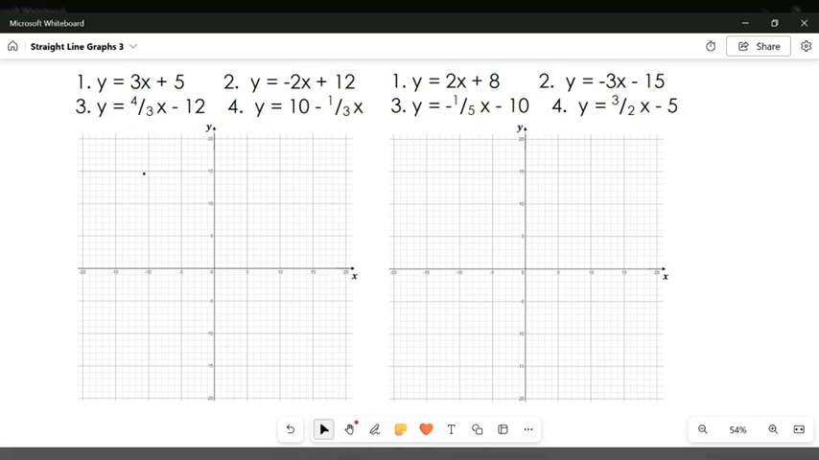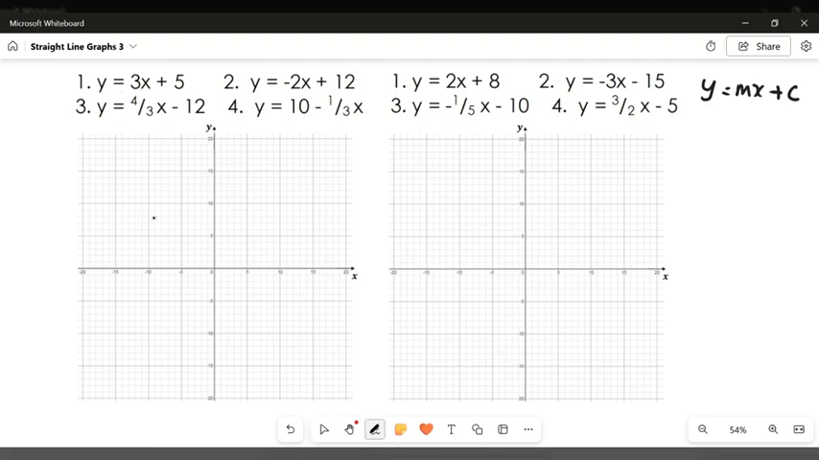Hello, in this video we're going to look at how we draw a straight line using its equation. So remember, the equation of a straight line is of the form y equals mx plus c. Now you can use a table of values, you can use a cover-up method, but one good way of doing this is actually to use the intercept and then the gradient.